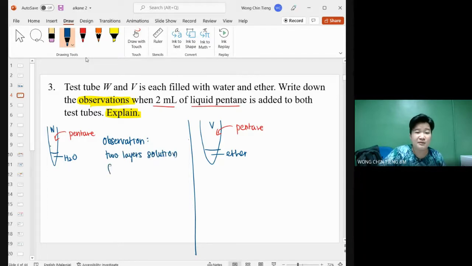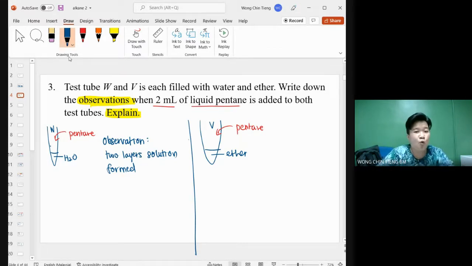Saya kesian gila kat Ampa sebab Ampa tak masuk lab dan Ampa tak buat benda ni. Padahal semua benda ni kita buat kat lab dan kamu akan nampak.